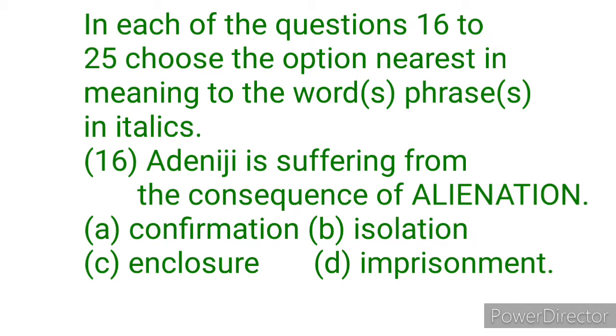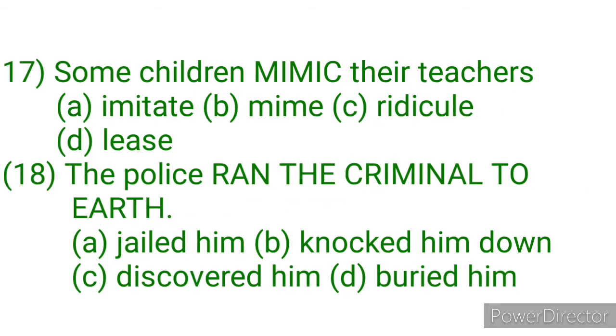Now let's still look at option C and option D so you can know the meaning of the words. Option C, enclosure. The word enclosure means an area surrounded by a barrier. For example, if you are in a room, that room is an enclosure. D, imprisonment. The word imprisonment means to be in prison. So as I said earlier, the correct answer to this question is option B, isolation, which means the same thing with the word alienation.